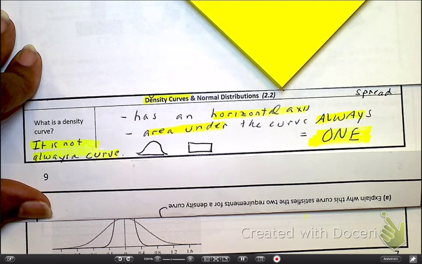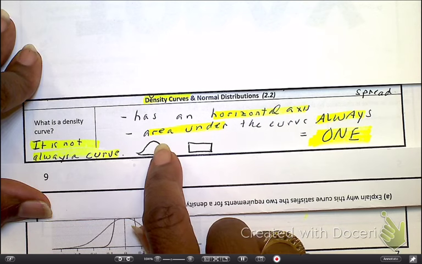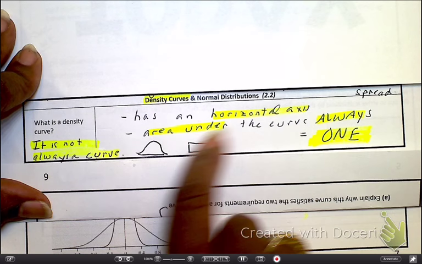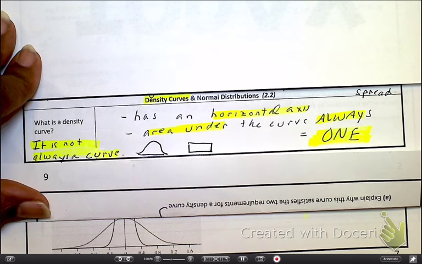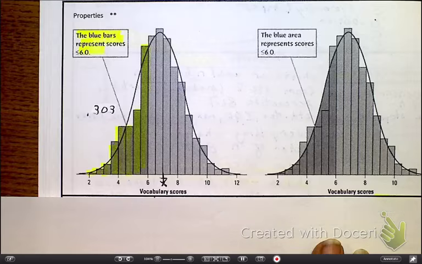It cannot be that, okay? So it has to have a horizontal axis that it sits on, and this is the most important aspect. The area under the curve is always equal to 1.